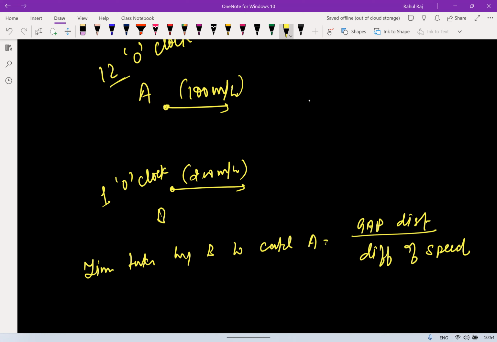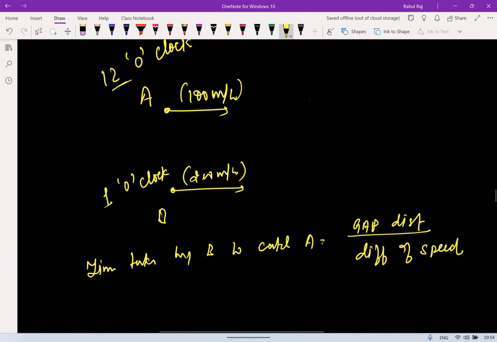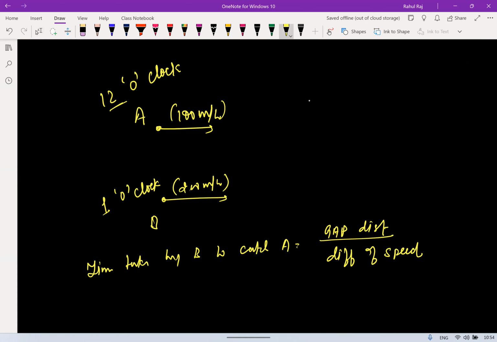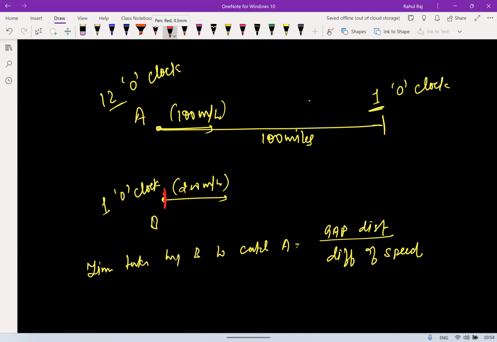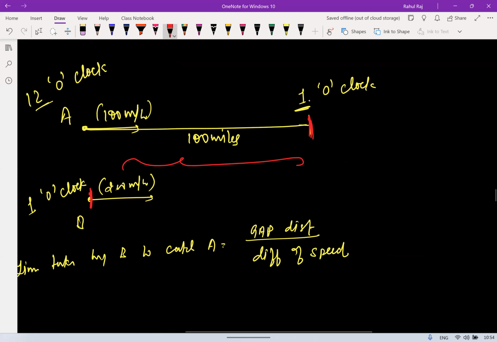Is this understood? Yes or no? Now, what exactly is this gap distance? So imagine 12 o'clock is starting. So in 1 hour, how much will he travel? At 1 o'clock, he'll be at this place. Distance is equal to what? Speed into time, 100 into 1 hour. So he'll travel 100 miles. So at 1 o'clock, A is at this place, and B is at this place. So what is the gap distance? At 1 o'clock, the difference of distance is how much? 100 miles, right? So gap distance is 100 miles.